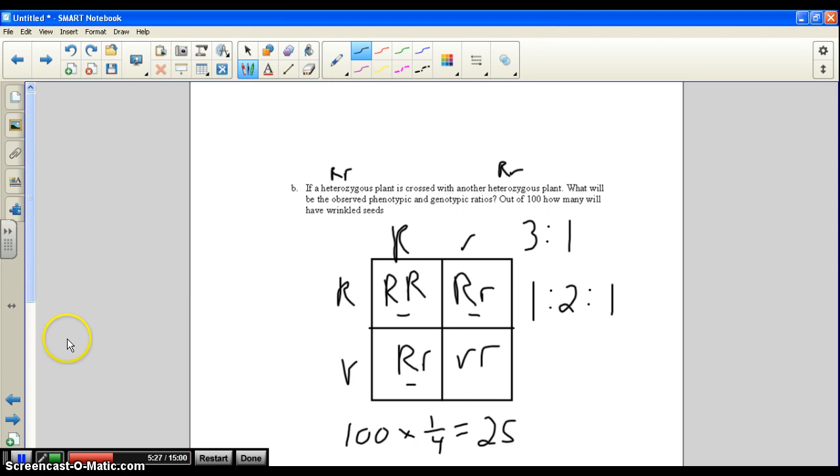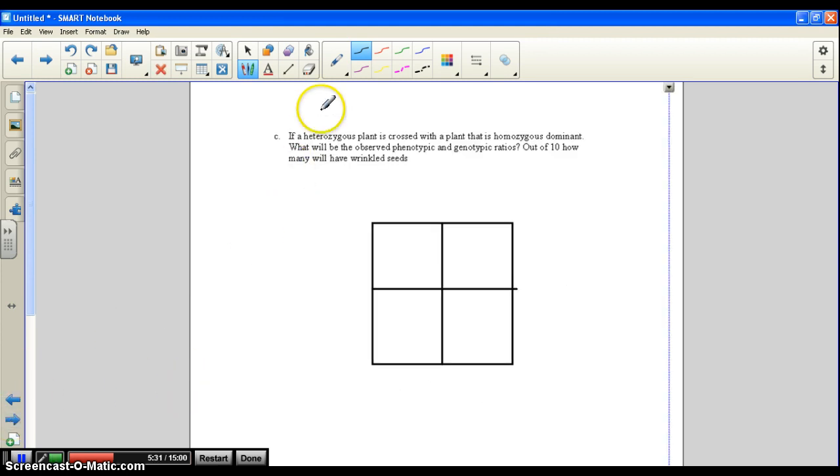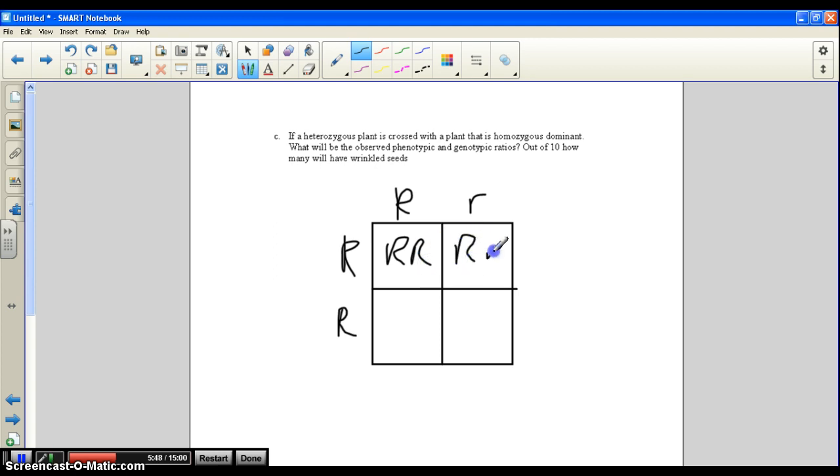On to the last problem. So if a heterozygous plant, now you can start skipping steps, big R, little r, is crossed with a homozygous dominant plant. Like that. Now we fill in the Punnett square. R, little r, big R, little r. Okay.